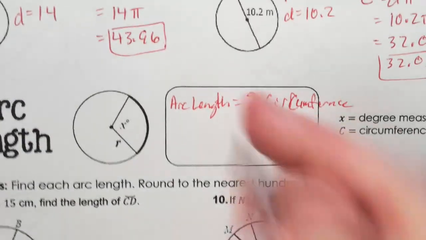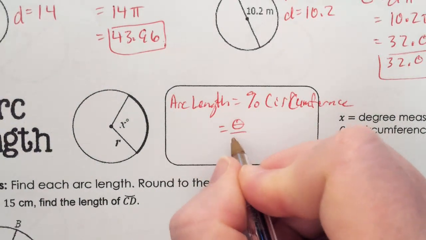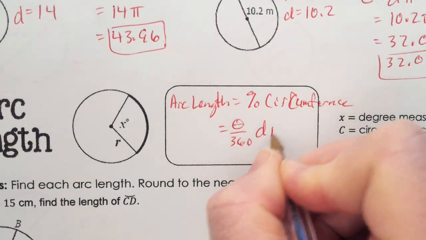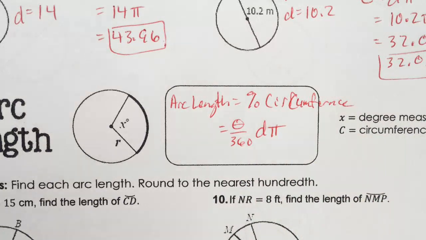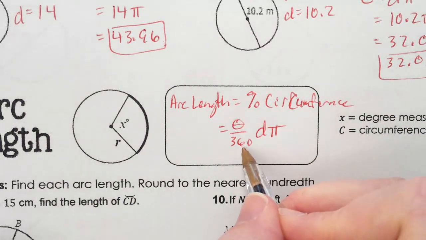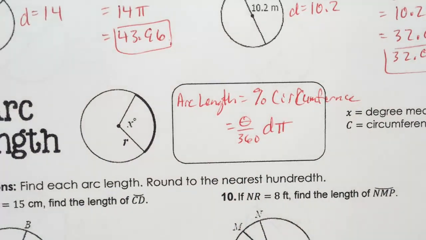Okay, so that's percentage of the circumference. So that would be theta over 360 times d pi. Sometimes they give you the circumference, so it would be just the percentage times whatever that number is. So just be mindful of that.